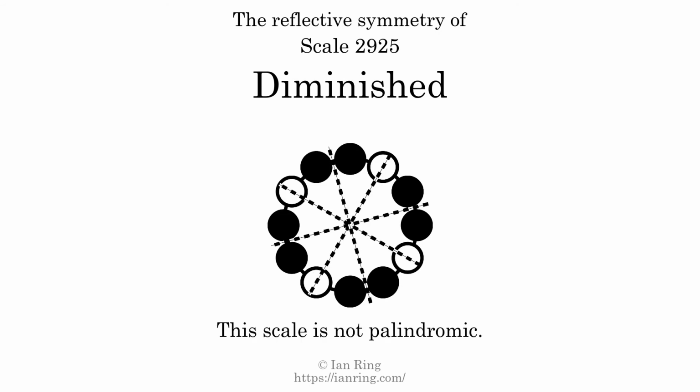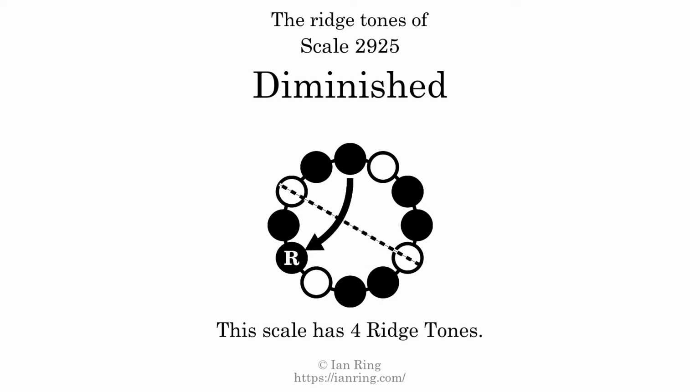This scale has reflective symmetry across 4 axes positioned at 1 semitone, 2.5 semitones, 4 semitones, and 5.5 semitones above the root. This scale has a different pattern of intervals ascending and descending, so it is not palindromic. This scale has 4 ridge tones. They are at positions here, here, here, and here.